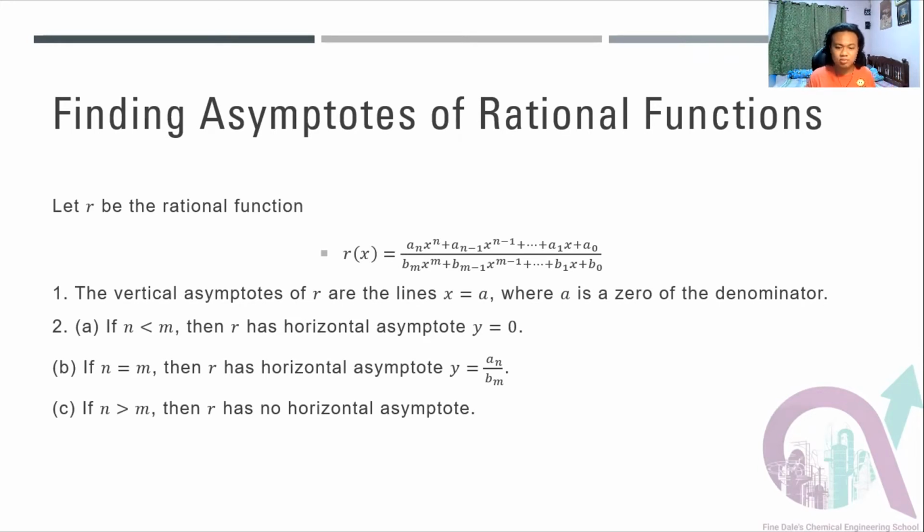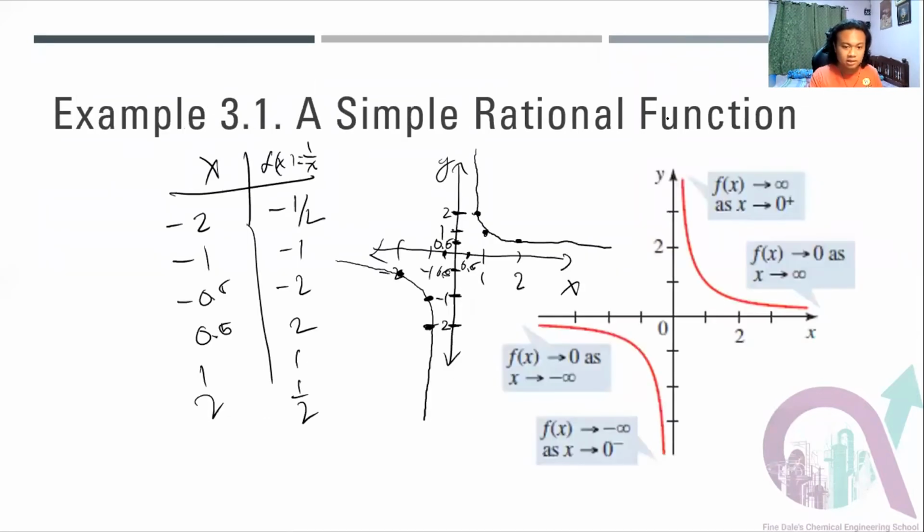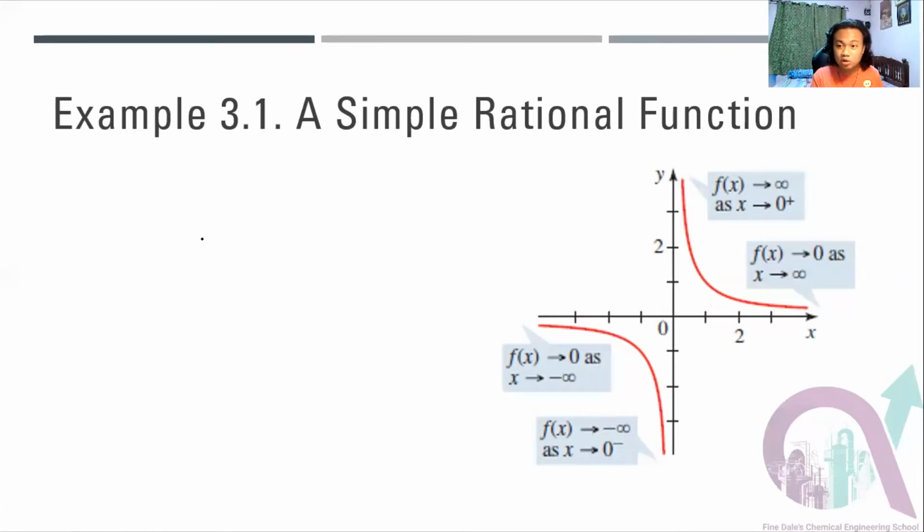Let's go back to the previous example. So what is the domain here? What is the domain? So let's clear. Domain is a set of all real numbers, provided that that value will not make the function undefined. So for our domain here, x must not be equal to 0. So this is how you write your domain.